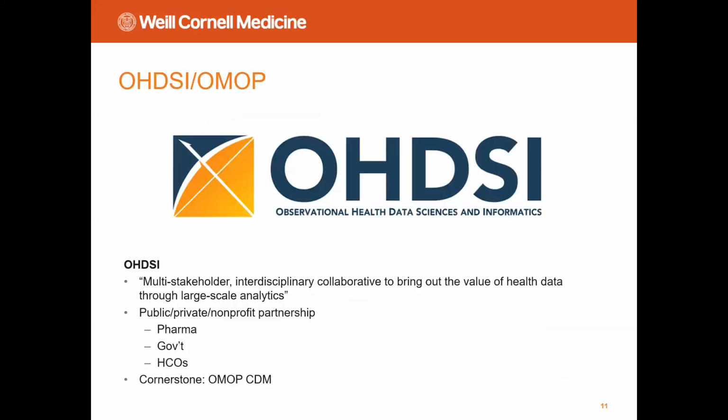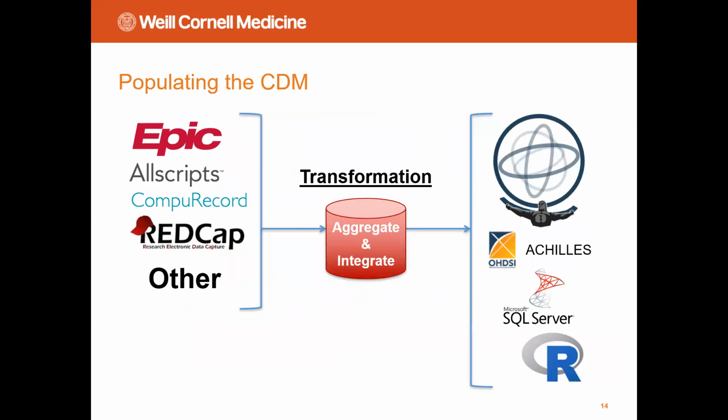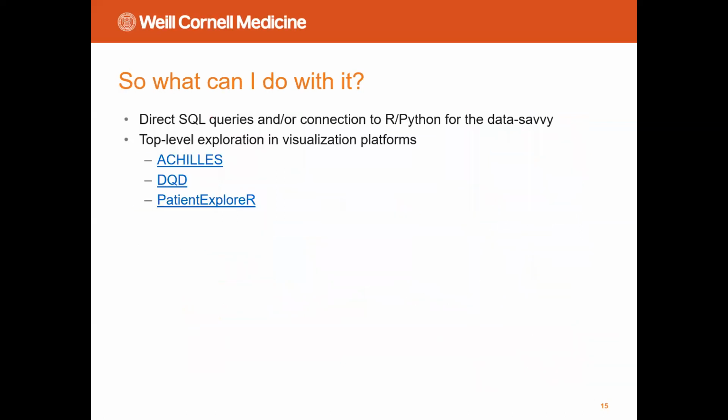And I just want to go back a little bit to this slide. What I'm talking about now is really these yellow squares on the bottom, this analysis method, because once the data have been instantiated in this format, it can then be subject to analysis. There are a few different tools by which people can analyze this data. There are a few platforms that the Odyssey Consortium has provided, mostly as R libraries that let you do some top-level exploration. There's a tool called Achilles, another one called the Data Quality Dashboard, and Patient Explorer with an R capitalized because it's an R package.